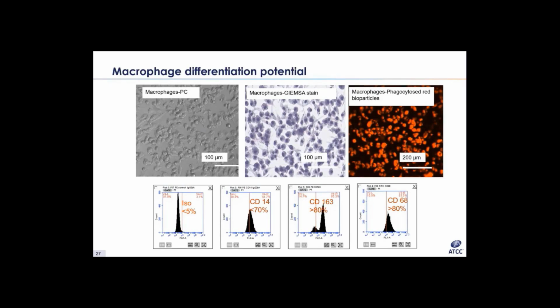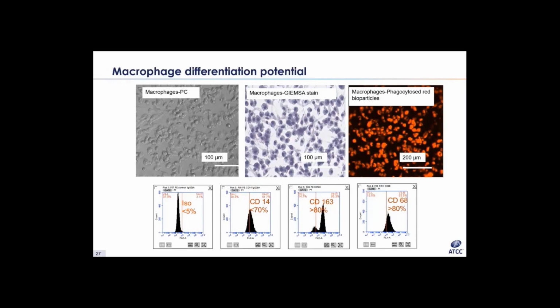So we differentiated the iPSC-derived monocytes into macrophages for 6 days using in-house macrophage differentiation medium. We also used maturation mediums. Here, on the leftmost image, you can see the morphology of the macrophages on day 6. They have attached to the plates and flattened out. In the middle panel, the same macrophages were incubated with a Giemsa stain. Giemsa stain stains macrophages bluish purple, as demonstrated here.